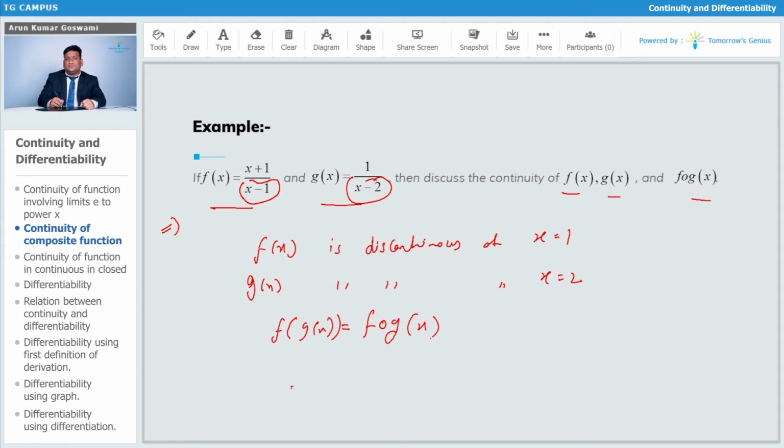It means one by x minus 2 plus 1, divided by one by x minus 2 minus 1. This is my fog. Now as I said, f(x) is discontinuous at x equal to 1 and g(x) is discontinuous at x equal to 2.